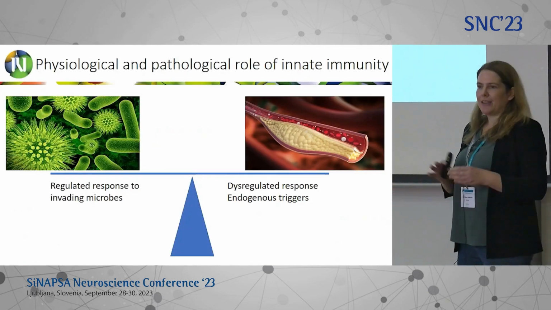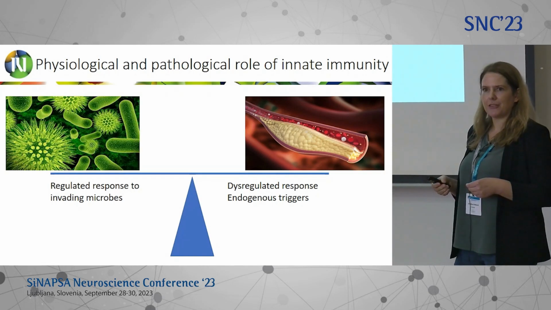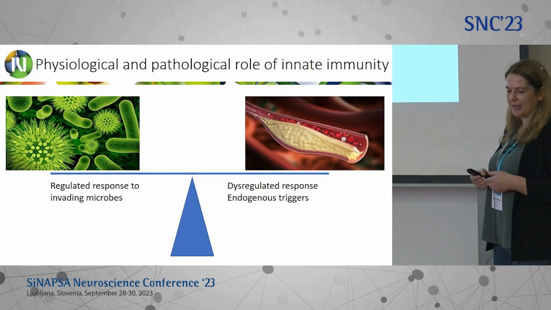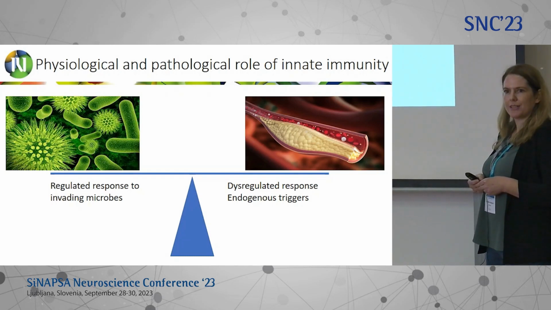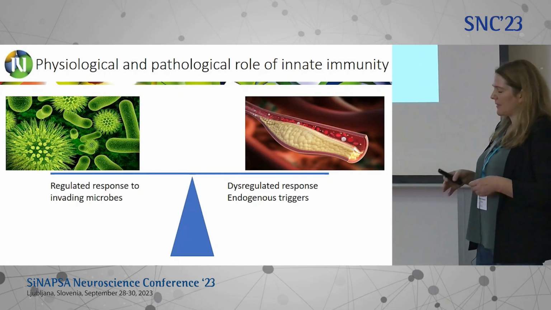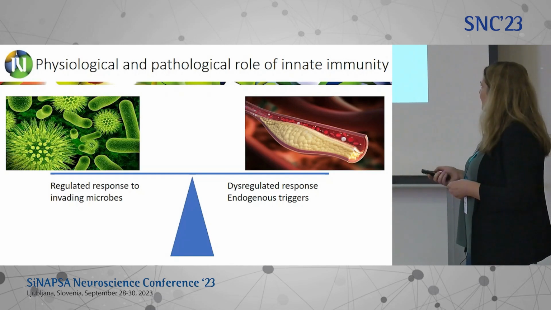I think we all agree that innate immunity is really important for our defense against pathogens, but it needs to be really regulated. In case of dysregulation, we get chronic inflammation, also, for example, when there are endogenous triggers that interact with innate immune receptors. And this chronic inflammation can underlie many different pathologies.